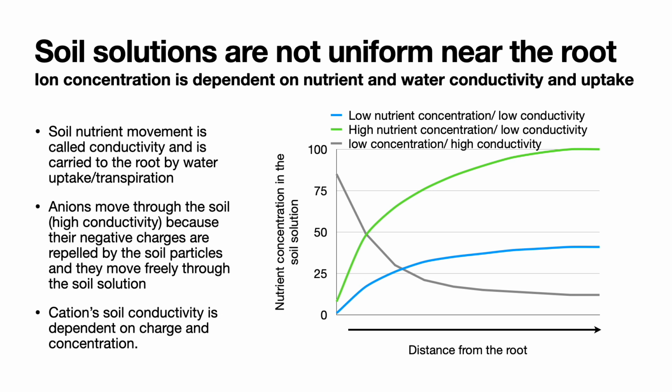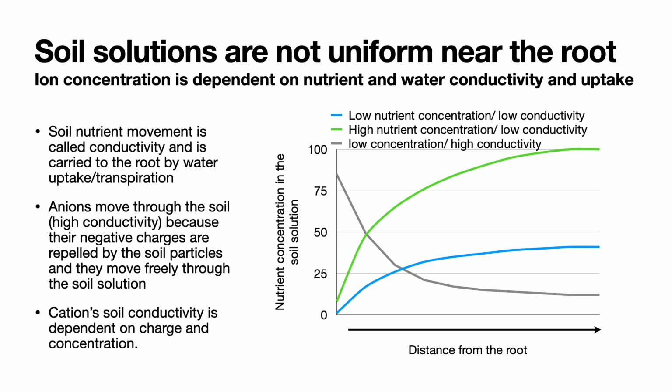Cations also move differently depending upon their charge, and some will move more readily in the soil than others, but not nearly as well as negatively charged particles like nitrate and chloride. So what I want to show you in this figure on the right is the nutrient concentration in the soil solution adjacent to the root surface. And remember, the concentration influences the rate of uptake.